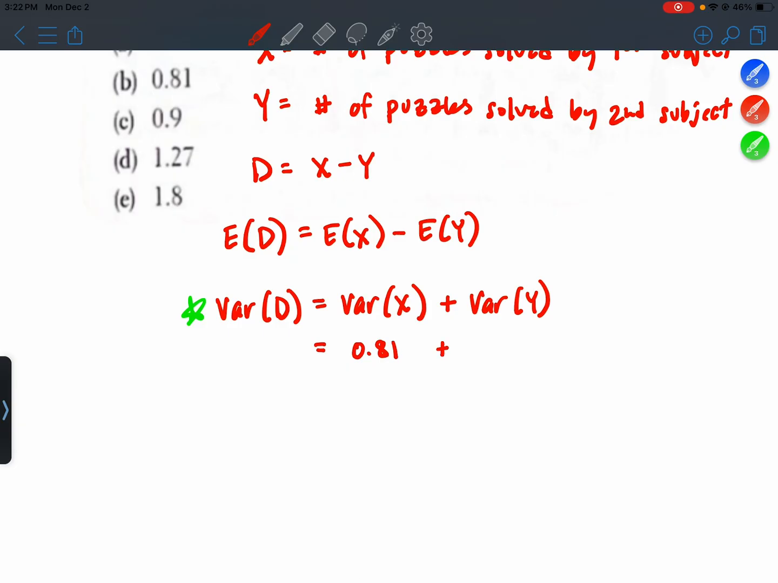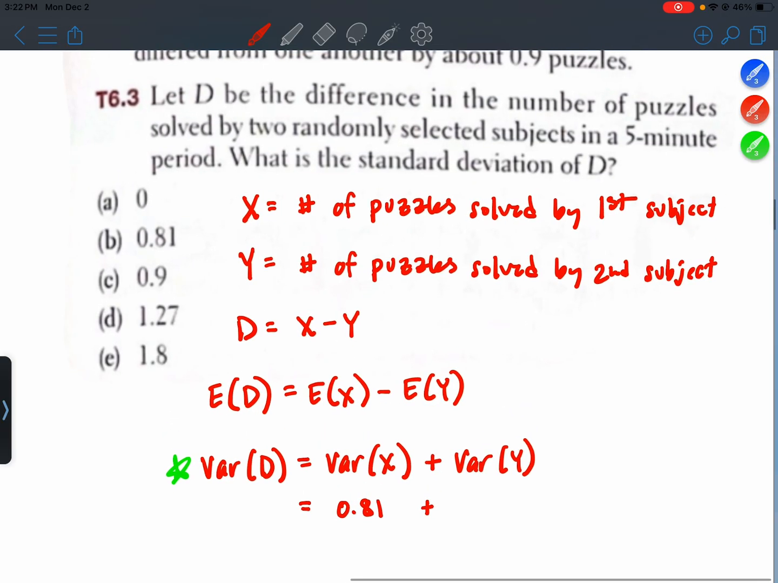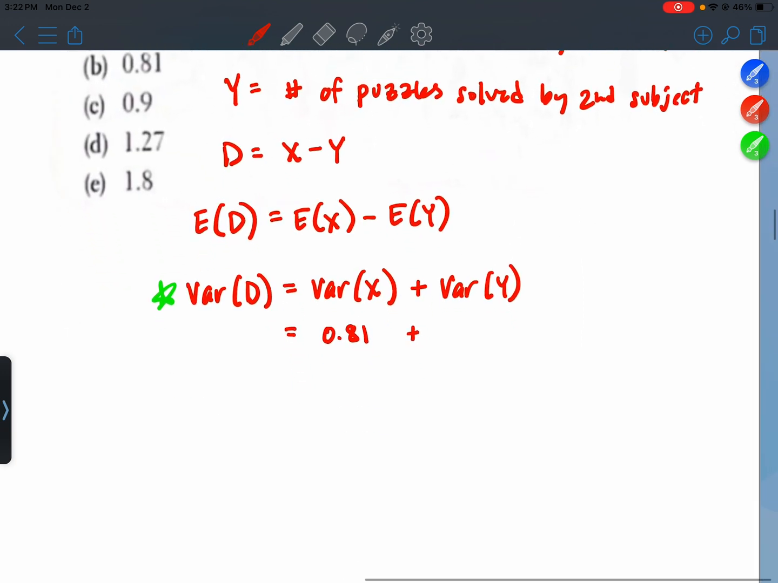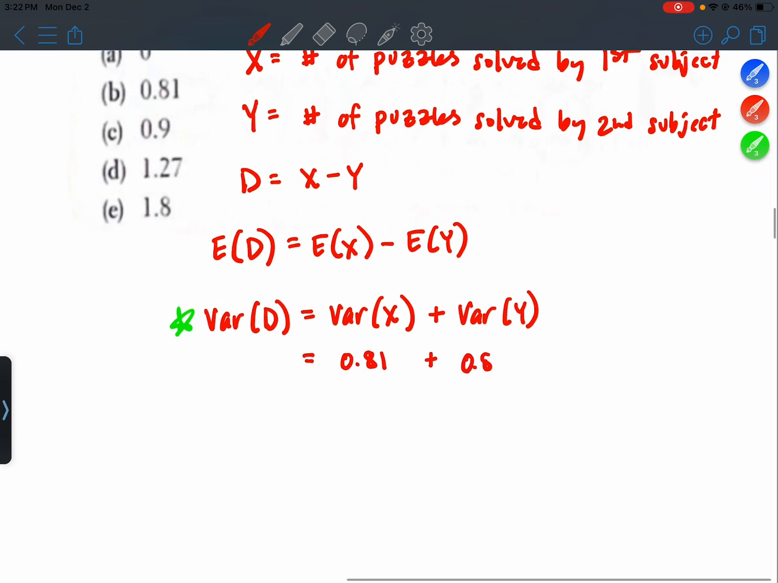Now, the variance of Y will actually be the same as the variance of X, because X and Y are really the same variable. X refers to the first subject, Y refers to the second subject, but it's about the same context of solving these puzzles. So the variance of Y will also be 0.81. The variance of the difference is going to be 0.81 times 2, so 1.62. Let's label the left-hand side.